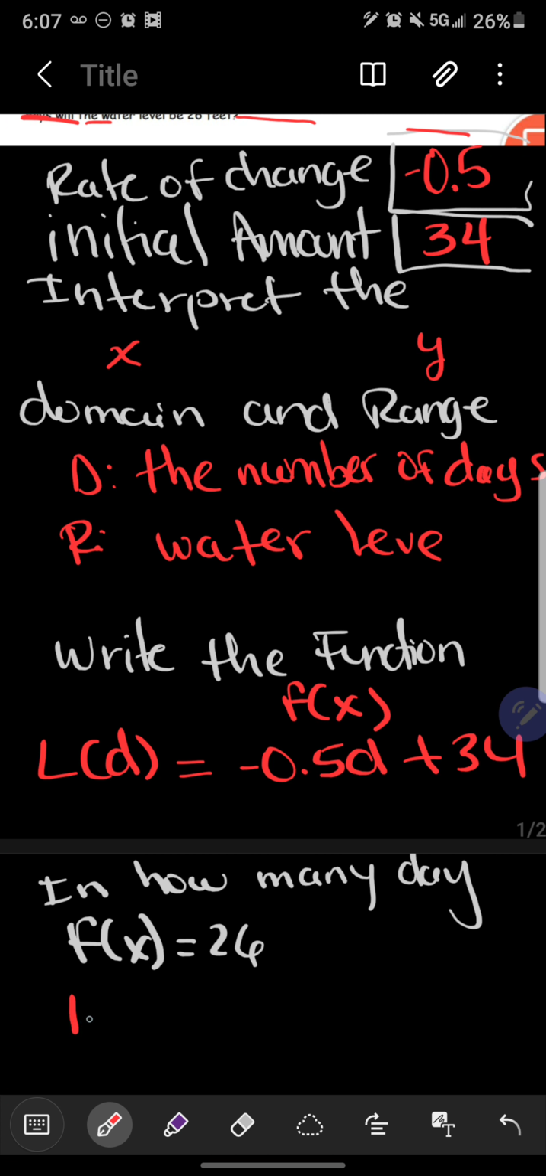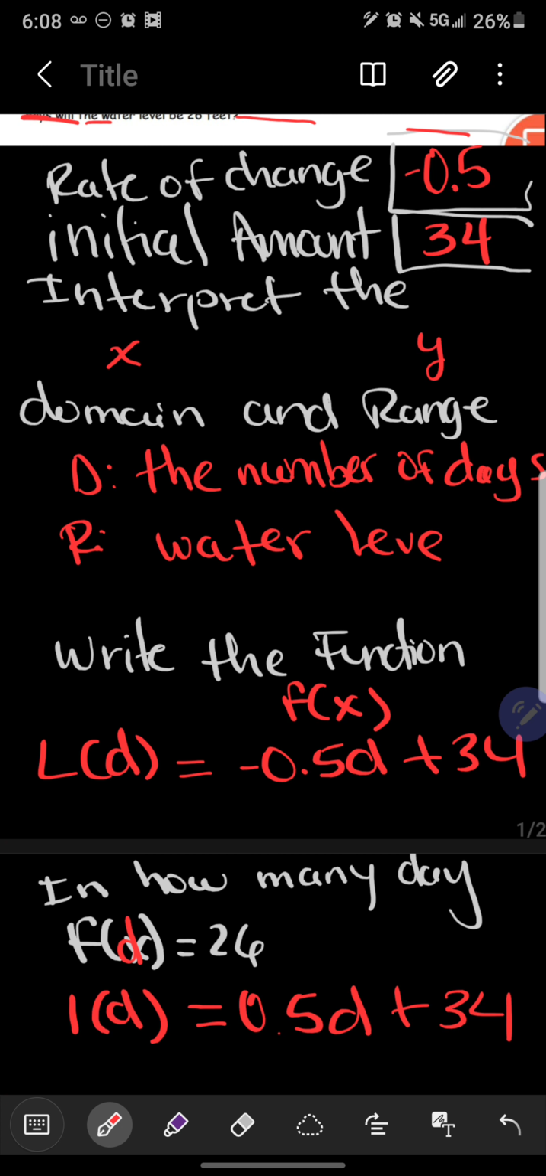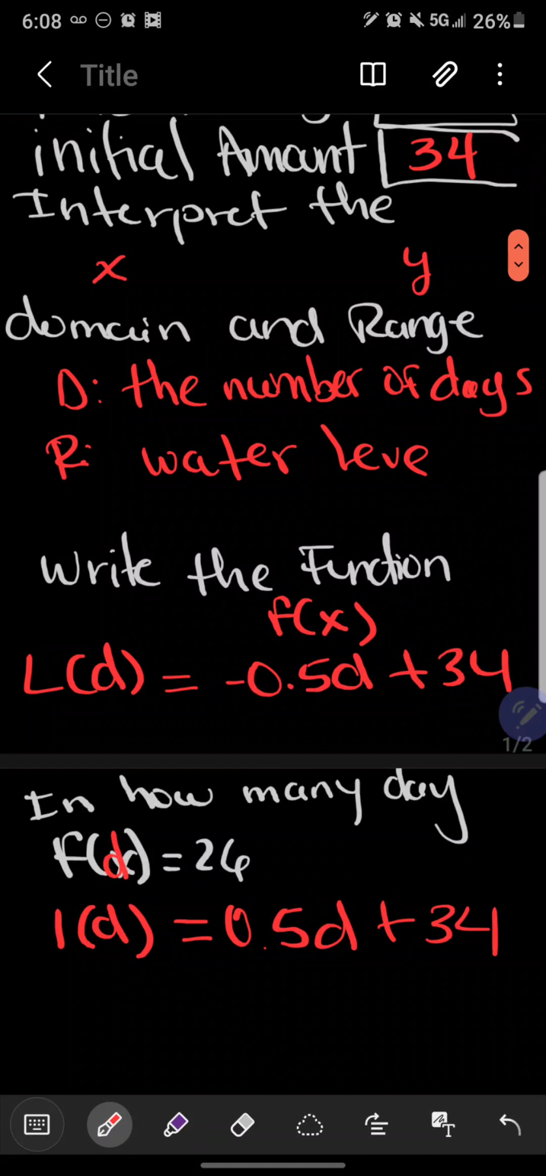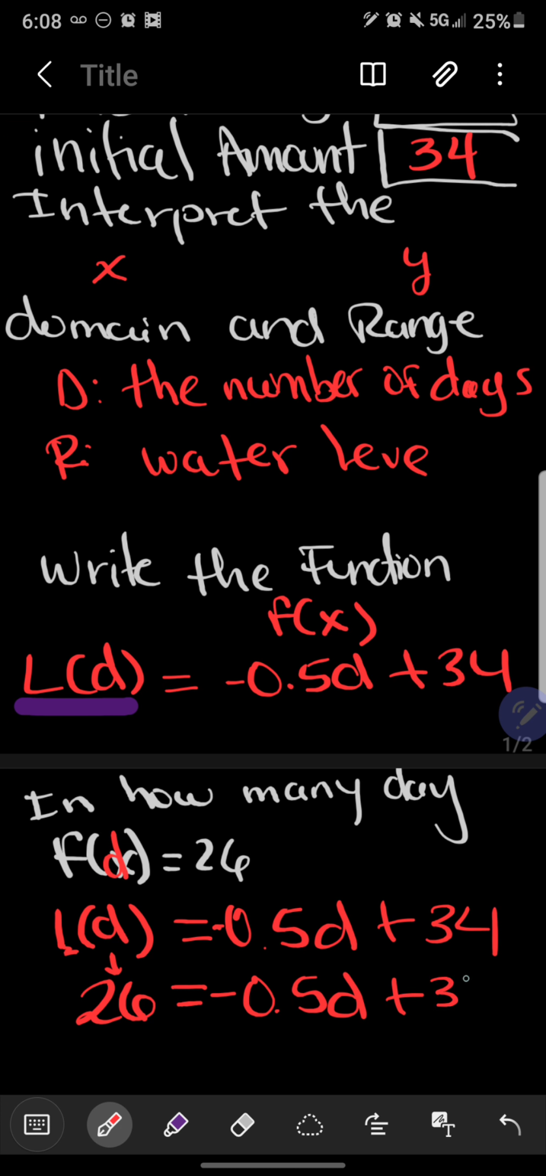Remember, you are working with L of D equals negative 0.5 D plus 34. So since they're giving you the total and you're supposed to look for D, we're going to substitute the total. This right here, and I want everybody to understand, that is the total. So this part here, I'm going to substitute for 26. That turns into 26 equals, negative, by the way, let me fix here, this is negative 0.5 D plus 34, okay?